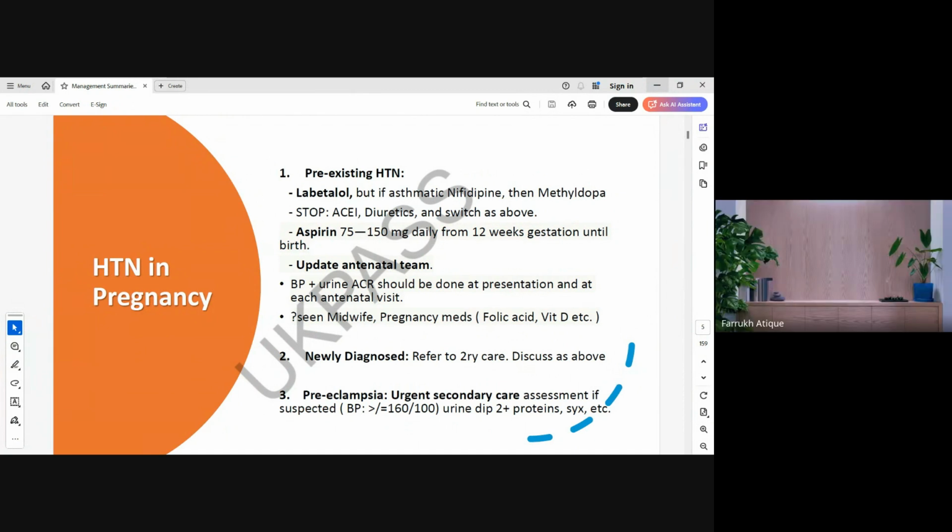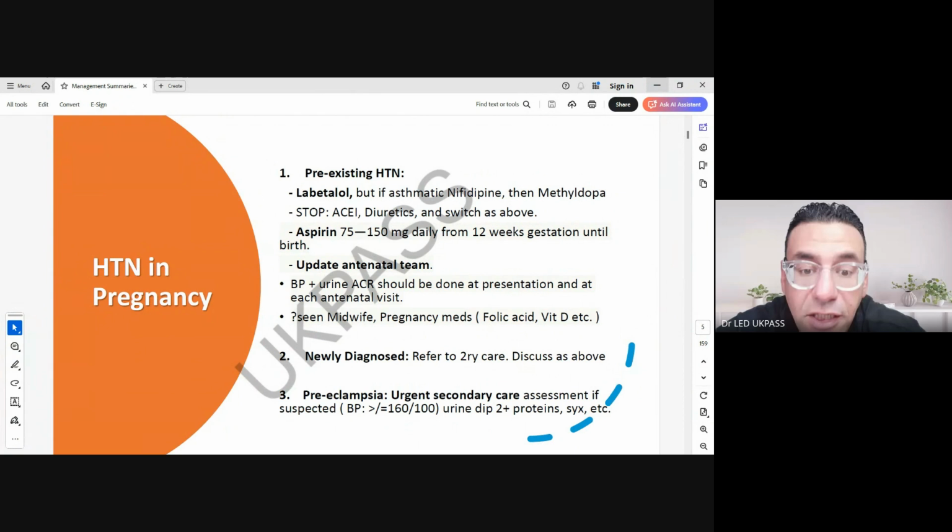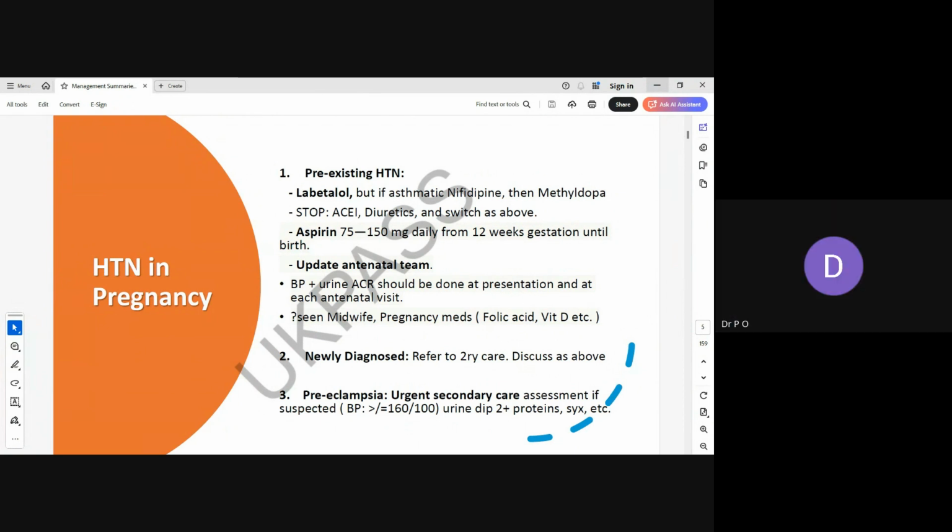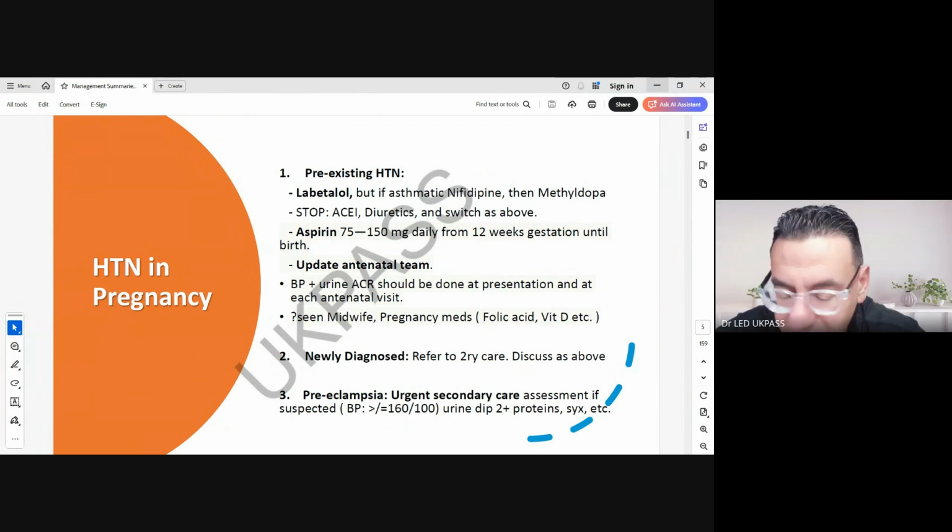Just keep on monitoring. No, you do ACR. You do ACR and refer? No. With 1+ protein, we do ACR and we do a urine culture as well. Urine culture, okay? However, with 2+ protein, what do we do? With hypertension, hospital. Same day, urgent same-day assessment, because that can rapidly develop into preeclampsia.